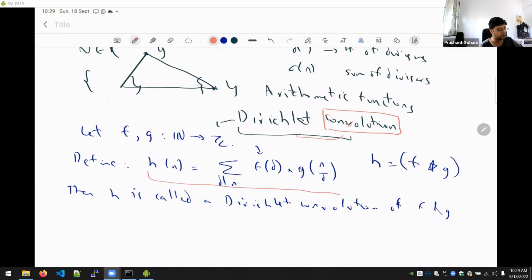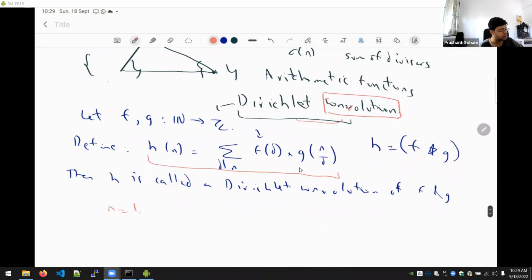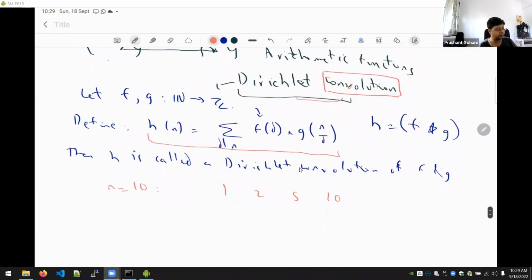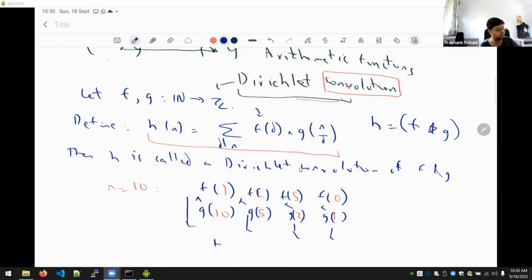So understand how this operation is constructed: you consider all the divisors of n. Take a concrete example, let's say n is equal to 10. The divisors of n are 1, 2, 5, 10, and you take their complements. So below 1, you write 10; below 2, you write 5; and like that you form the pairs. For each such pair, you apply the first function to the upper term and the second function to the lower term, and multiply them. Similarly you do this for all the pairs, then finally add them all up to get the final answer.